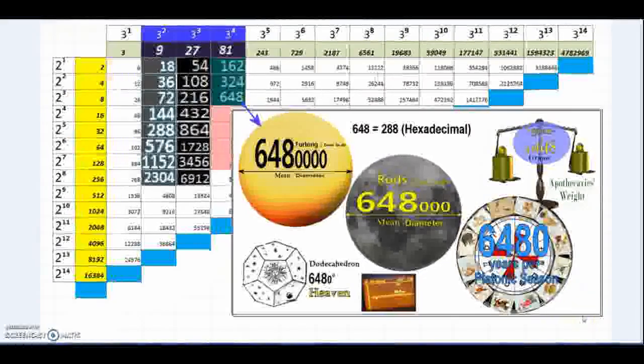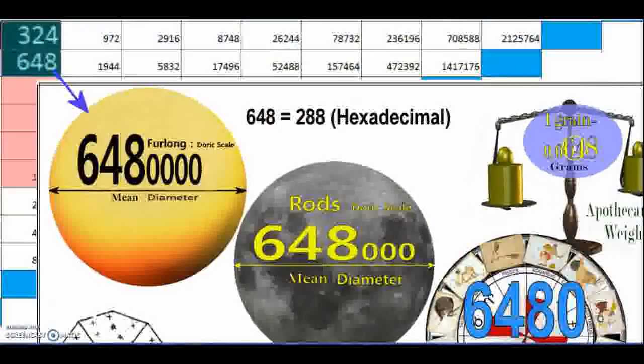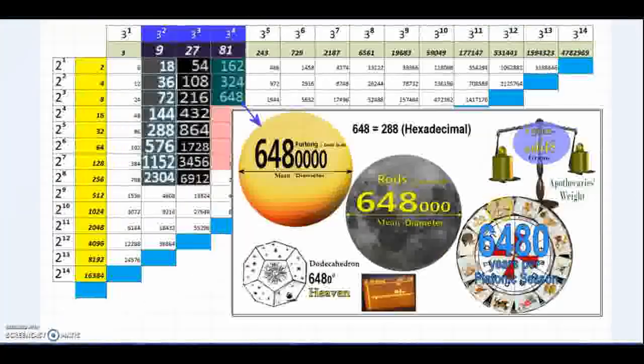So between each, 1 year is 25,920 years. 1 season is 6,480. It's also interesting for apothecary's weights. Apothecary, a pharmacist, old-fashioned chemist. Now, there's a few other connections there, but 648 grams.